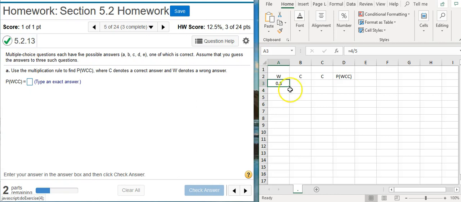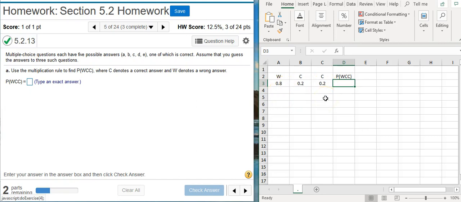So 80%. To get a correct answer is 1 out of 5, which is going to be 20%, and if you want to calculate that out, just like we did before, you're going to get the same number. So the probability of WCC is the probability of getting the first one wrong, and the probability of getting the second one correct, and the probability of getting the third one correct. And, when we're using probabilities, means multiplication.